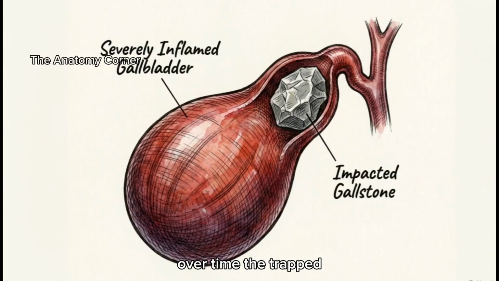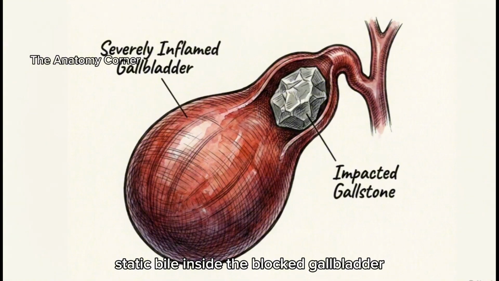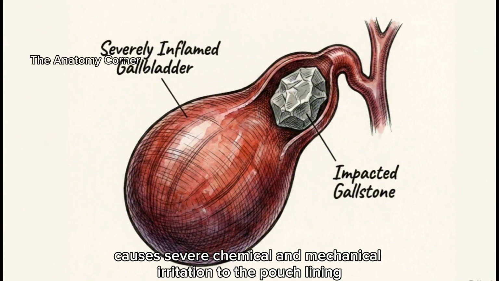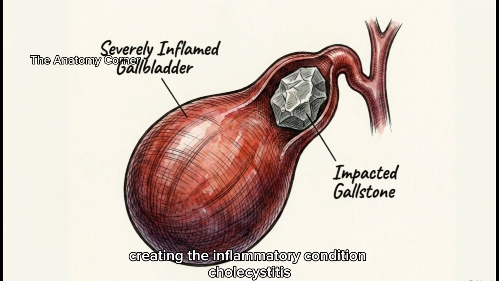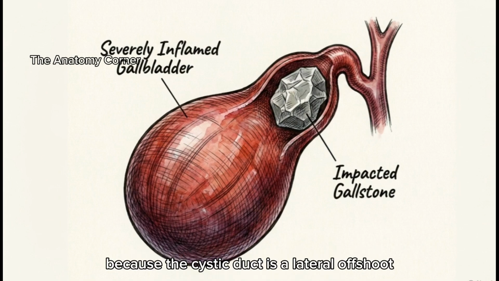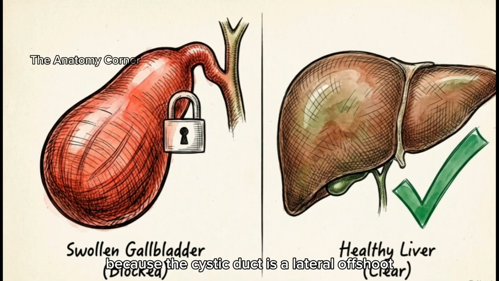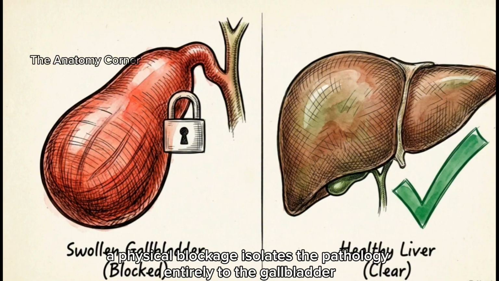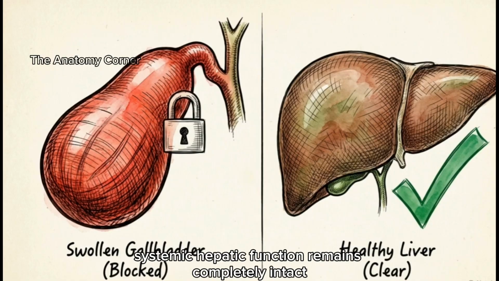Over time, the trapped static bile inside the blocked gallbladder causes severe chemical and mechanical irritation to the pouch lining, creating the inflammatory condition cholecystitis. Because the cystic duct is a lateral offshoot, a physical blockage isolates the pathology entirely to the gallbladder. Systemic hepatic function remains completely intact.